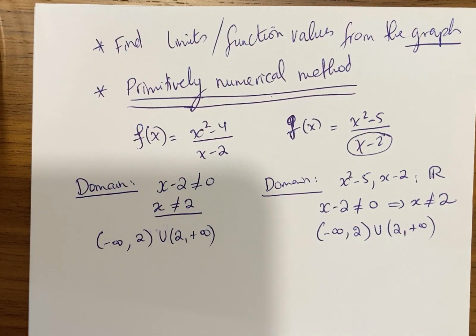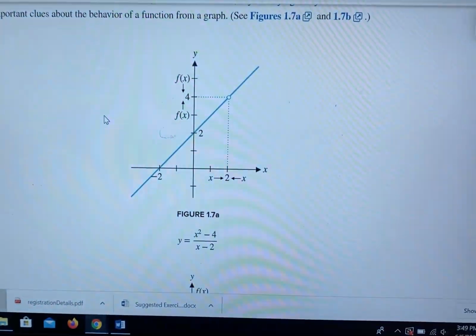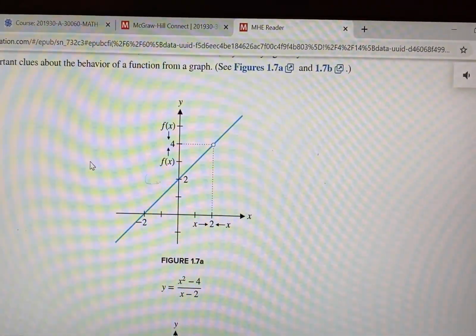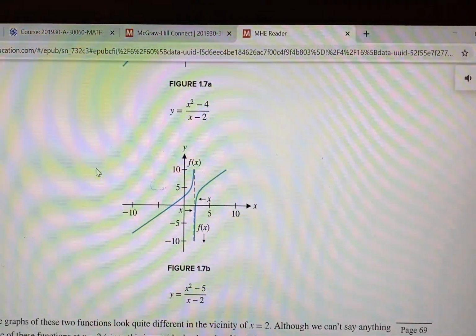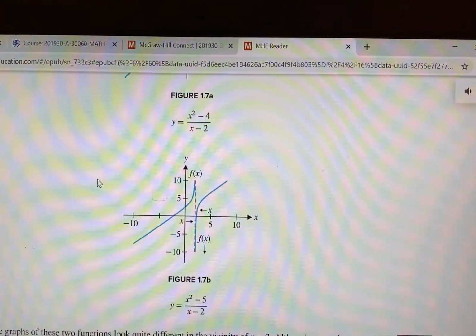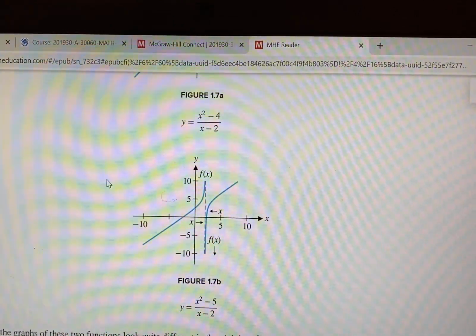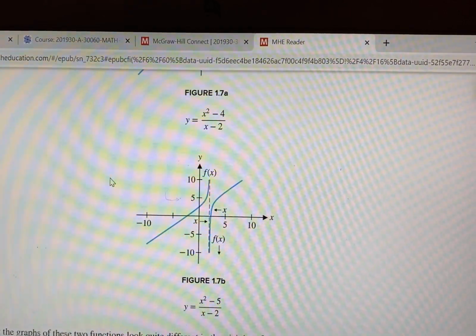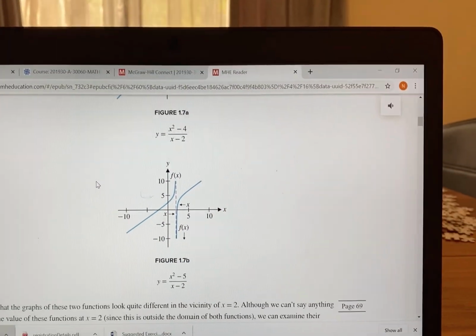To be honest, they don't behave the same way. Let me show you even a simple graph of x squared minus 4 over x minus 2. It's a straight line with just a hole at 2. Whereas x squared minus 5 over x minus 2 is kind of a hyperbola, and it has an asymptote at x equals 2. So do you see the different scenarios?